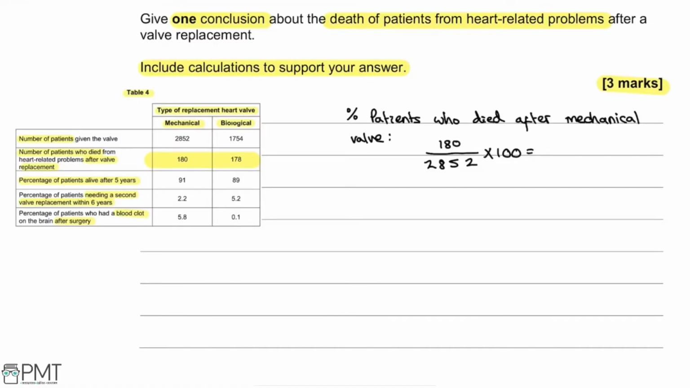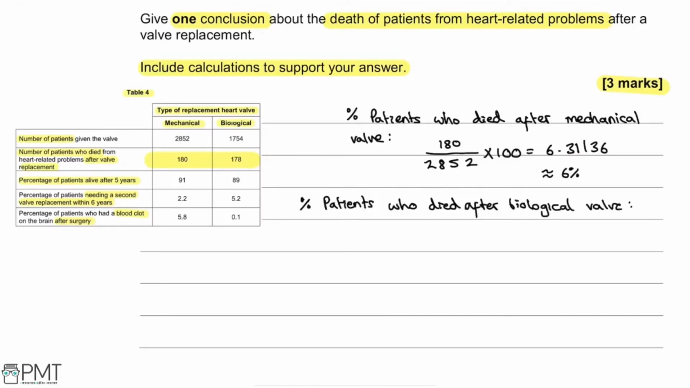And the answer you're going to get here is 6.31136, and this is approximately 6% if we round that to one significant figure. And now we're going to repeat this calculation for those with the biological valve. So we do 178 divided by 1,754 multiplied by 100.